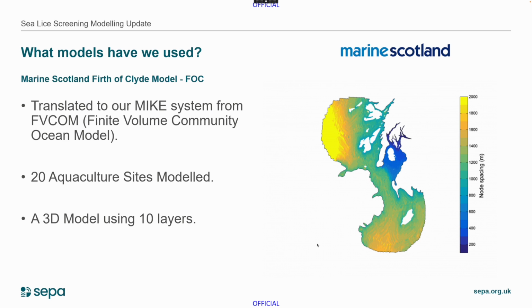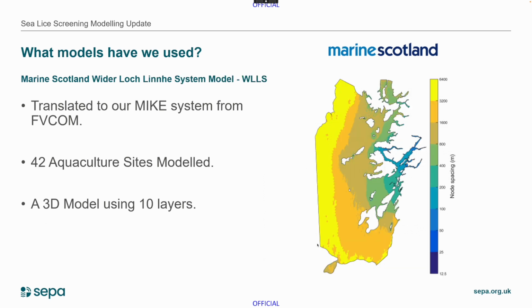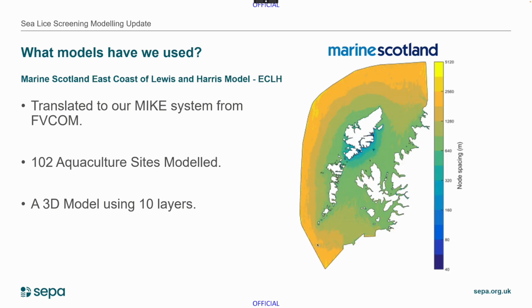In the case of the Firth of Clyde model, we used the model to model 20 aquaculture sites. Moving further north, we used the wider Loch Linnhe system model to model 42 sites within the model area. The final model we used was the East Coast Lewis and Harris model, where we modelled 102 aquaculture sites.